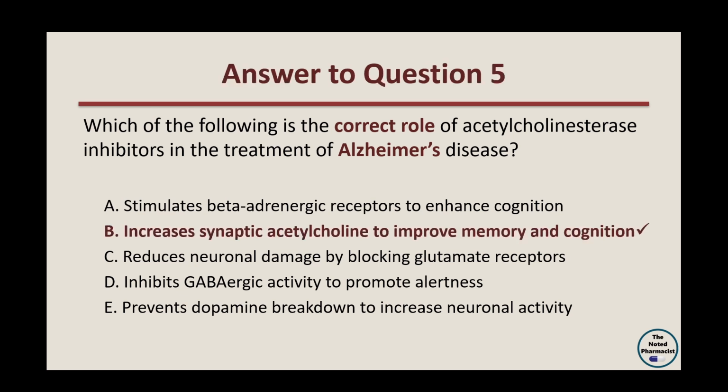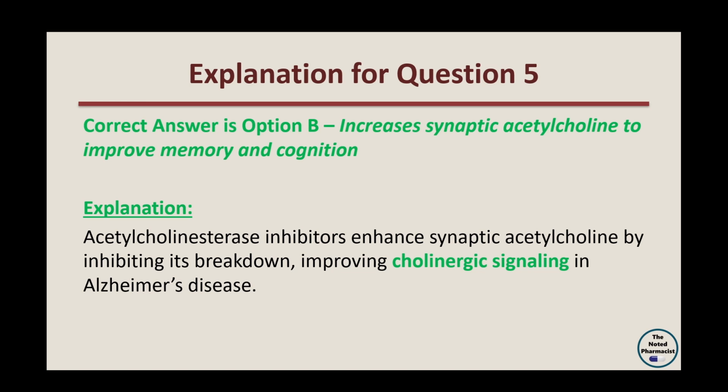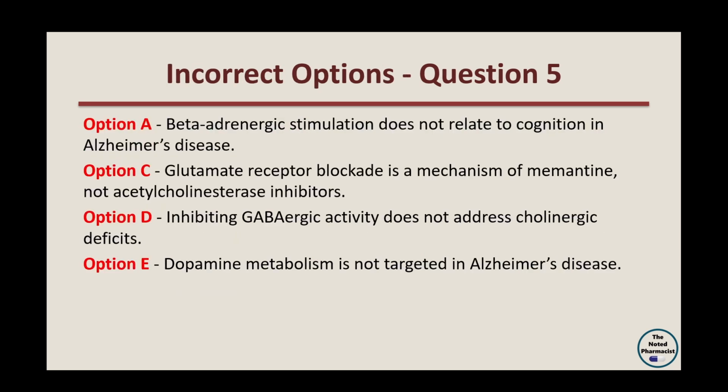The correct answer is option B, increases synaptic acetylcholine to improve memory and cognition. The explanation is as follows: acetylcholinesterase inhibitors prevent the breakdown of acetylcholine, increasing its availability in the synapse. This compensates for cholinergic deficits in Alzheimer's disease, improving memory and cognitive function. Here is the explanation for incorrect options.